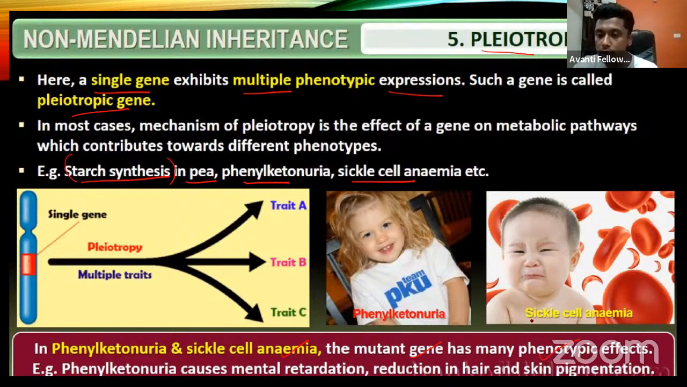Similarly, in sickle cell anemia also, we have several phenotypic characteristics. For example, low organogenesis, the organs will not be developed properly, and they get tired very frequently, and the patients are very anemic because of the low red blood cell count in their body. So these are some of the examples of pleiotropism. What is pleiotropism? When a single gene expresses, it will result in multiple phenotypic expressions. So this is about the pleiotropic gene.